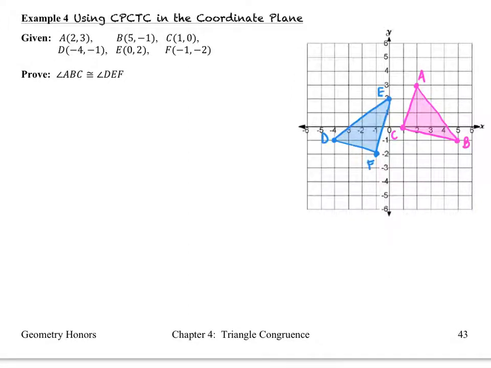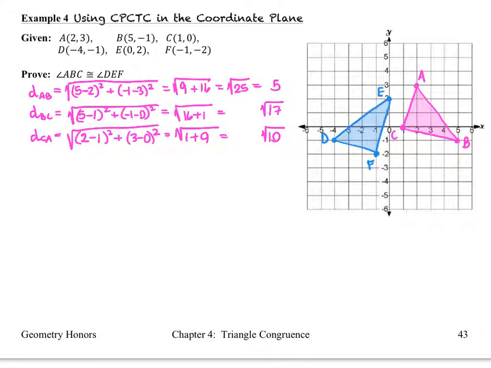Now we can get started setting up all of our distance formulas. Let's start with the distance between points A and B. We find the distance or the length of segments AB, BC, and CA. For the pink triangle, we have those three lengths, and now what we need to do is the same thing for the three sides of the blue triangle. So we're going to find those three distances, and then we're going to compare.